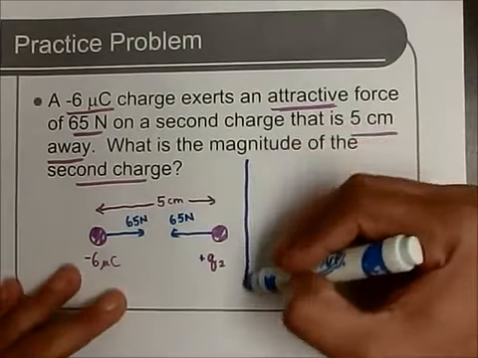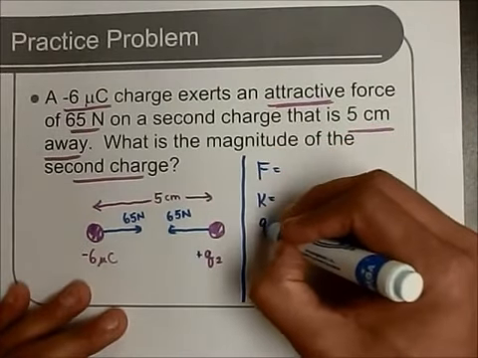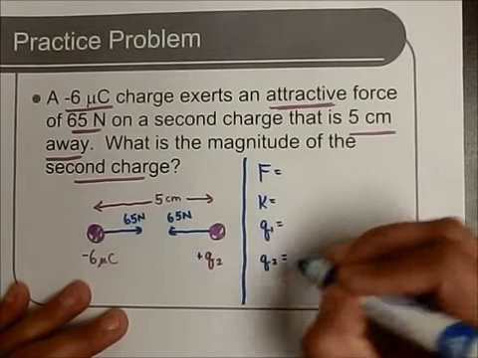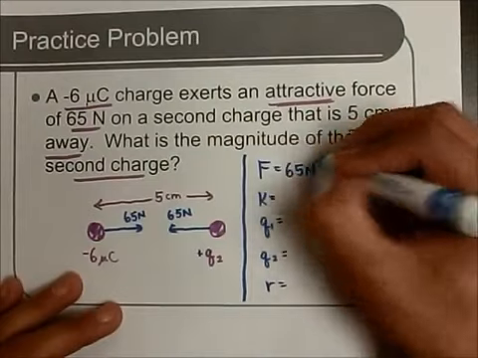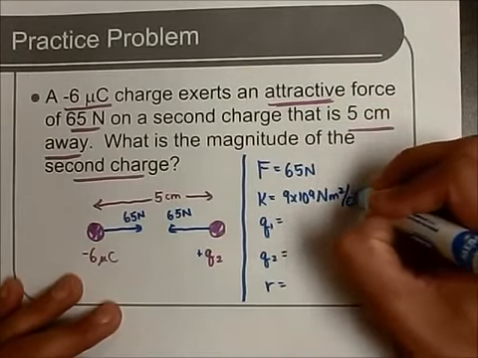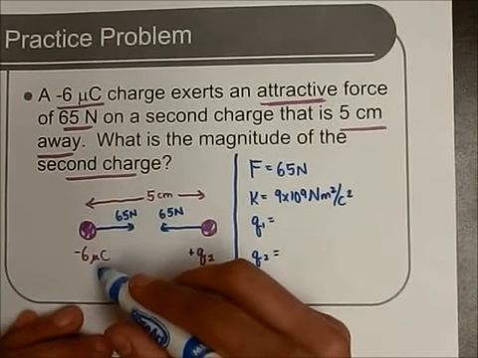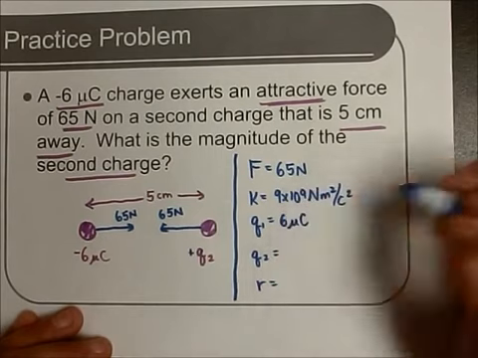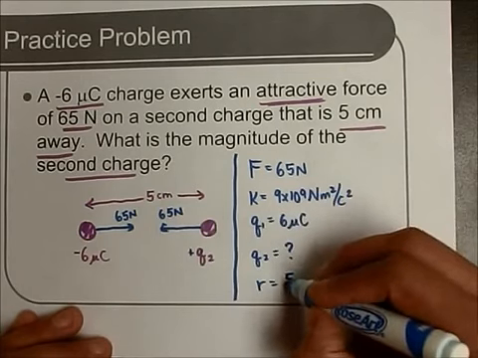So let's get my table here. F, K, Q1, Q2, and R. F is 65 newtons. It tells me that in the problem. K is 9 times 10 to the 9th Newton meter squared per Coulomb squared. Charge 1 is negative 6. Remember, the negative just helps us determine whether it's going to be attractive or repulsive, so I don't necessarily care. I'm just going to look at the magnitude of the charge. Charge 2 I don't know. The distance between the objects is 5 centimeters.